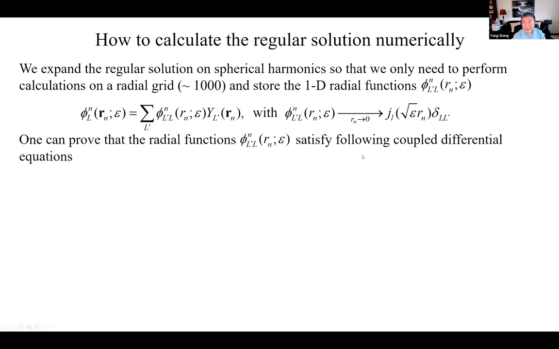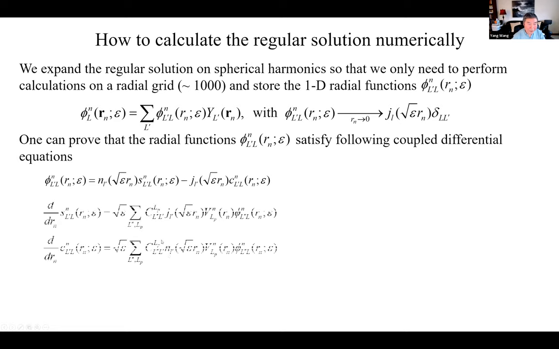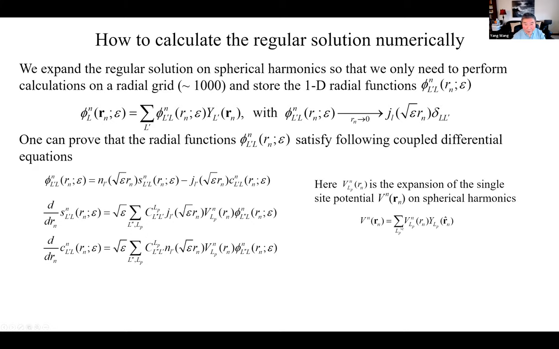So we can prove that this satisfies this coupled set of differential equations. Okay, all we have to do is solve this coupled set of differential equations to figure out what phi is. This can be done. By the way, this V here is a potential expanded in the spherical harmonic. So a lot of three-dimensional quantities in scattering theory, we expand in terms of spherical harmonics so that we only need to deal with the radial functions.